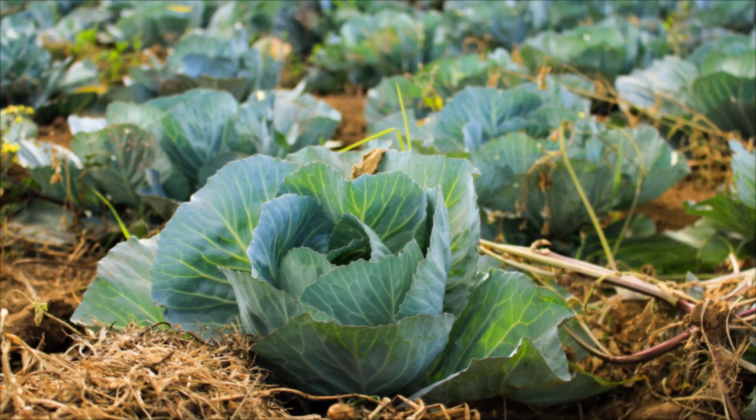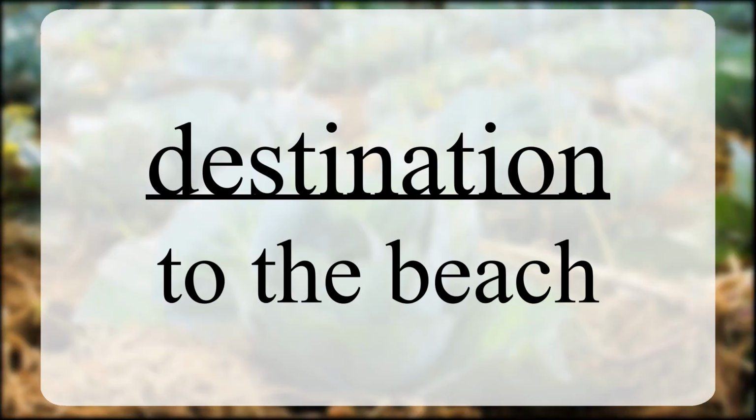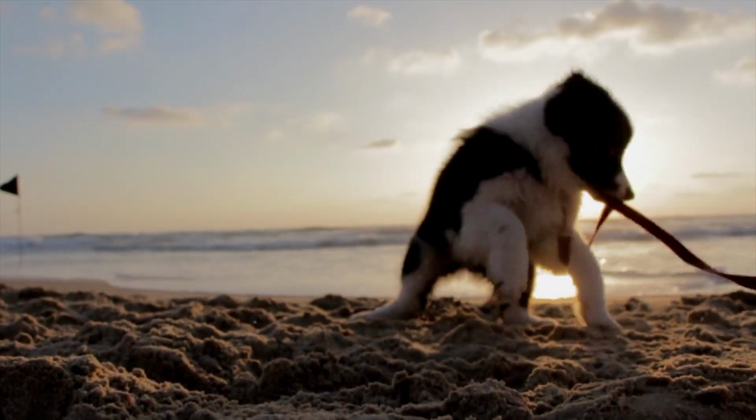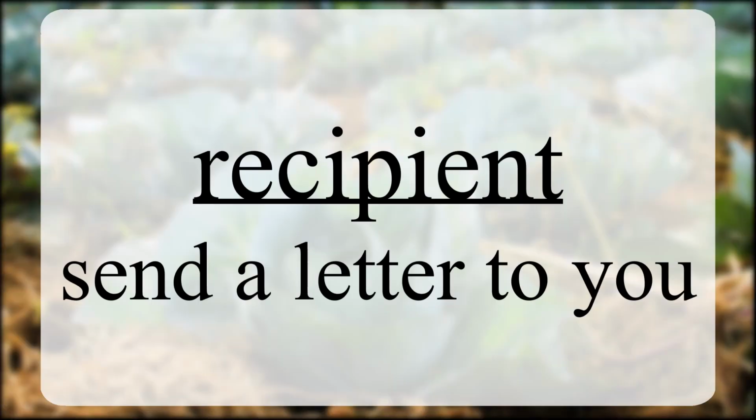So, what is the logic of the preposition to? It's very simple. It is an end point. Now, a physical, concrete example of an end point, a destination. So I go to the beach, that is a destination. Or if I send a letter to you or an email to you, you are the recipient. You are the person who receives the letter or the email. So you are the end point where it goes to.